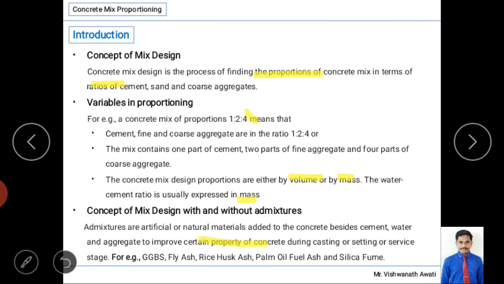For example, admixtures like GGBS, granulated blast furnace slag, fly ash, rice husk ash, palm oil fuel ash, and silica fume. These are some examples of admixtures. If we are using fly ash, then we make a mix design with admixtures of fly ash. If you are not using fly ash, it is without admixtures. In your syllabus they mention with admixtures and without admixtures. If you are using these kinds of admixtures, it is design with admixtures; if you go for normal, it is without admixtures.